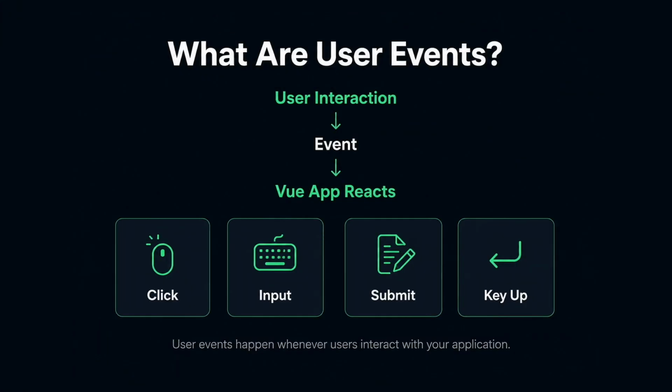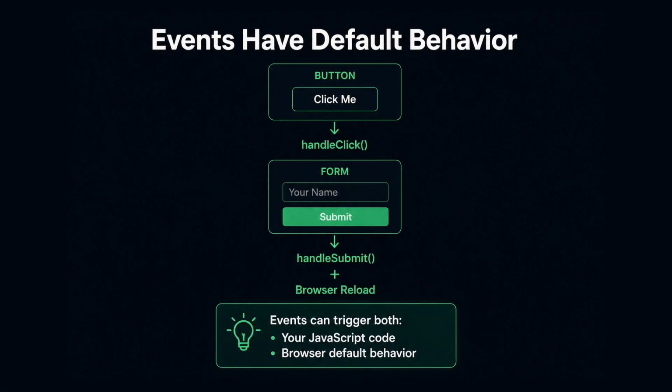User events occur whenever a user interacts with your application. Every application responds to events. Clicking a button, typing into a field, submitting a form, or pressing a key are all examples of events happening inside the browser. But events are not only about running a function. Every event also has its own behavior controlled by the browser. For example, clicking a button can trigger a click handler, but submitting a form can also cause the browser to reload the page.